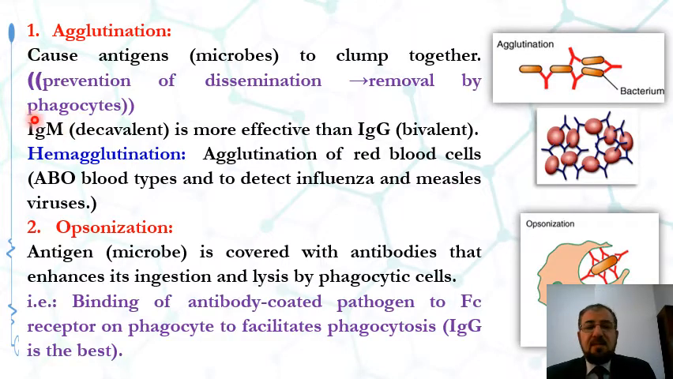The IgM is the most effective antibody to do this job, because the IgM is decavalent, contains 10 antigen binding sites, so it can do clumping of the antigen better than IgG, which is only bivalent. Hemagglutination means the agglutination of red blood cells, for example the ABO blood types, the A and B antigens, self-antigens, to detect influenza and measles viruses, and this is very important.